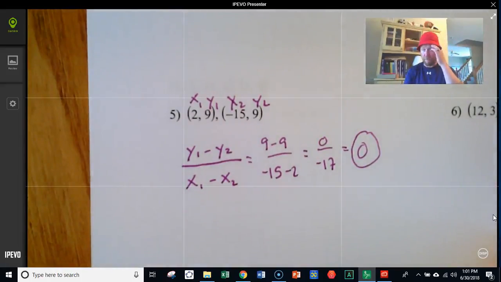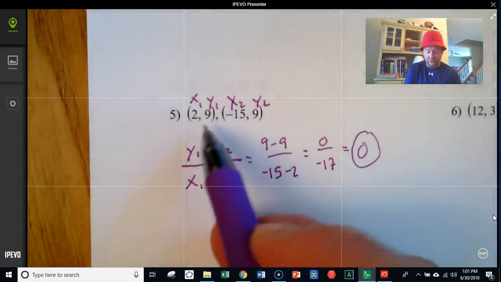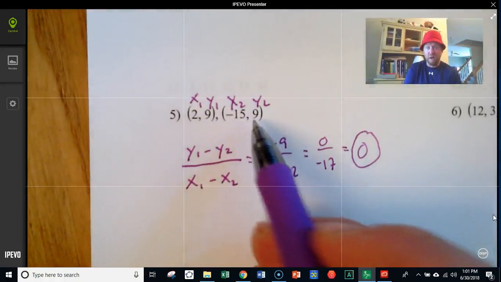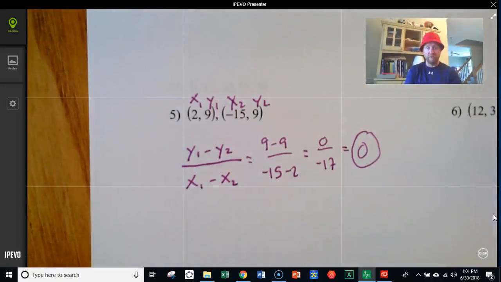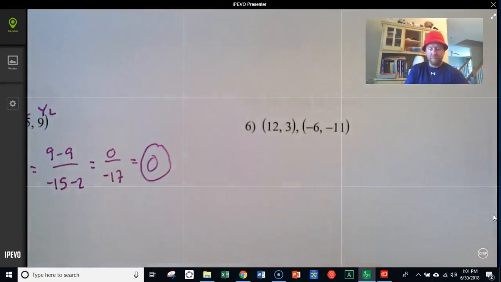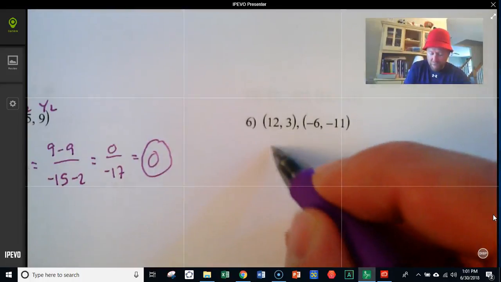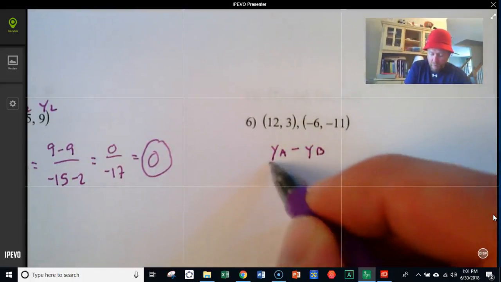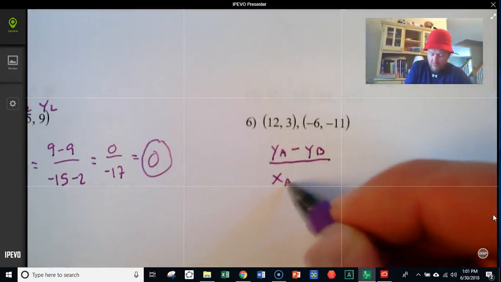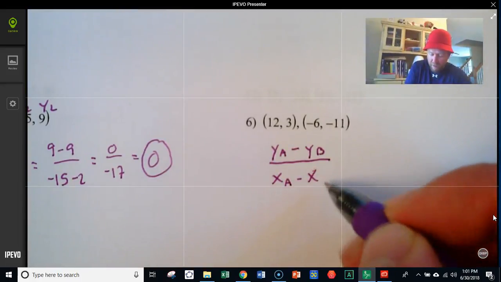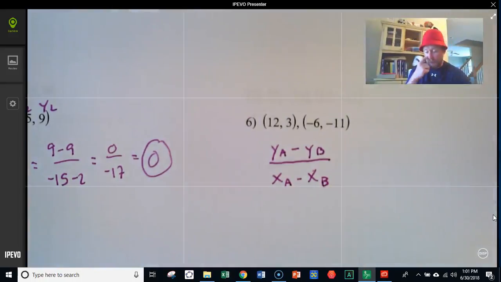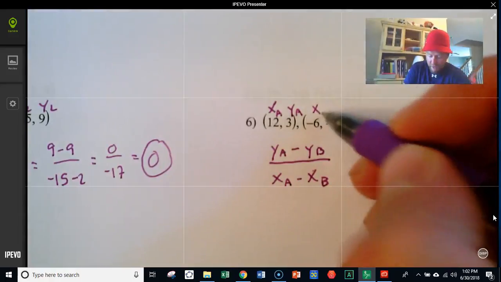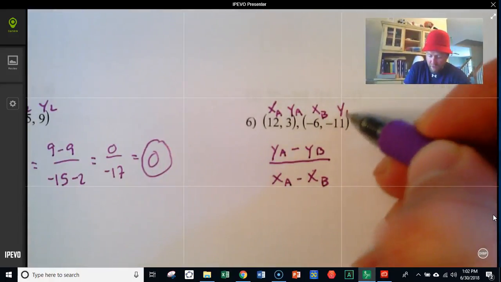And that's an example of a perfectly horizontal line. If you look here, they went from a y-coordinate of 9 to a y-coordinate of 9. It didn't go up, didn't go down. It's perfectly flat. All right. Sometimes people write the formula a little bit differently. They'll write maybe y sub a minus y sub b over x sub a minus x sub b, and then they'll just call these xa, ya, xb, yb.